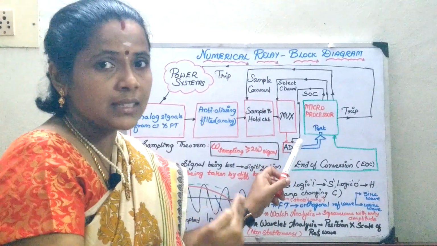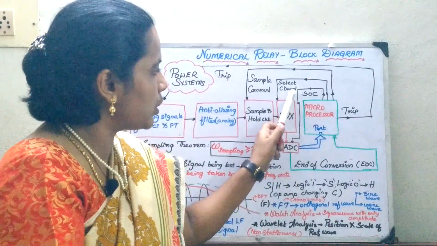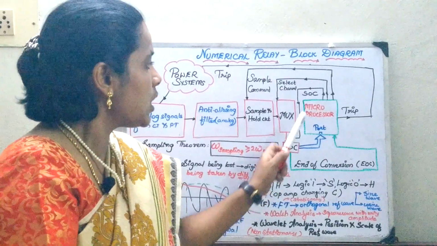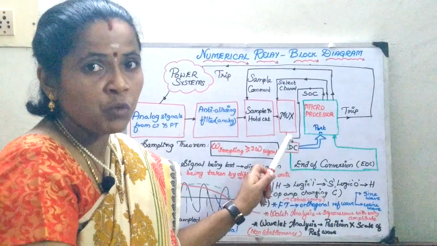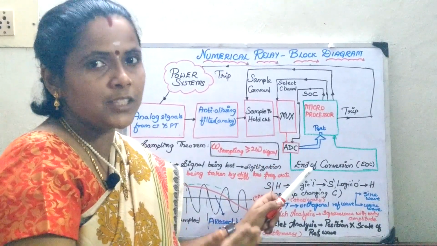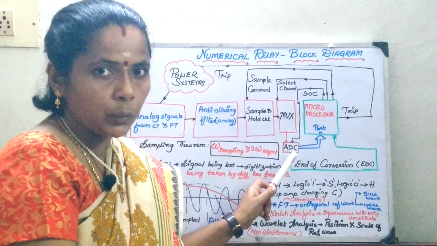That is, the start of conversion will take place. That is, the ADC will start the conversion. All the analog signals will be converted to digital whenever the microprocessor issues a start of conversion command to your ADC. It starts converting all the signals and changes them to the digital form. Once all the data are converted to digital, what will happen?